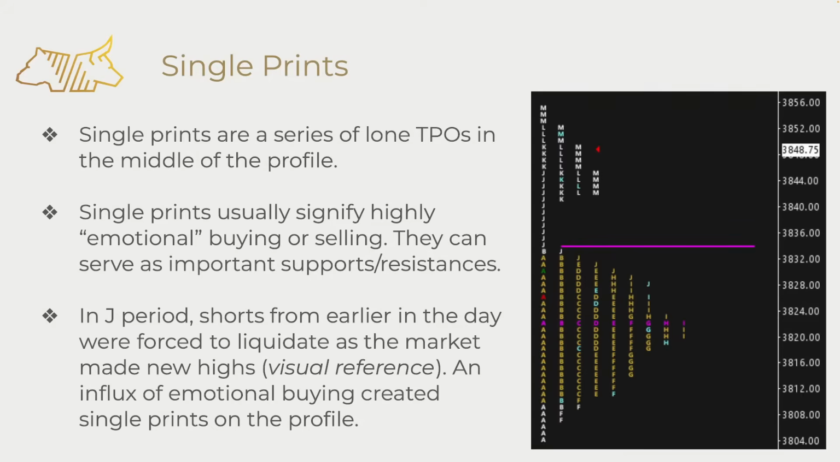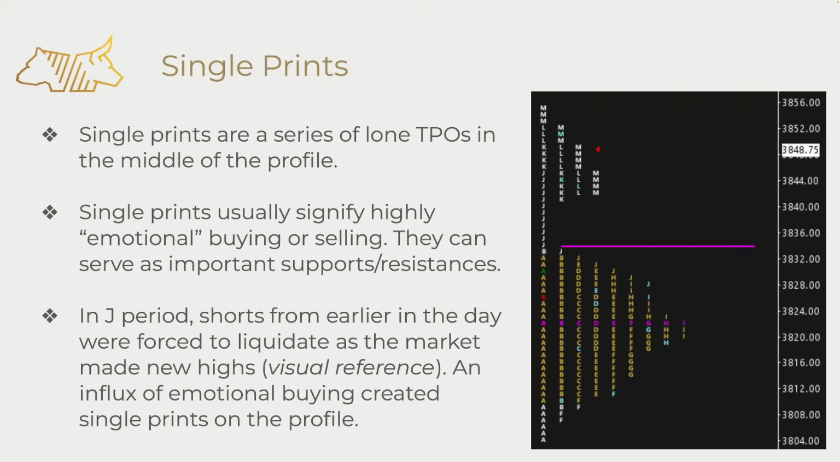So in this example, you can see that in J period, weak-handed shorts from earlier in the day were forced to liquidate because the market made a new intraday high. Notice how these traders were paying attention to a visual reference, the current high of day. And when this reference was broken, an influx of emotional buying created single prints on the profile that then allowed the market to close a little bit higher into the end of the day.